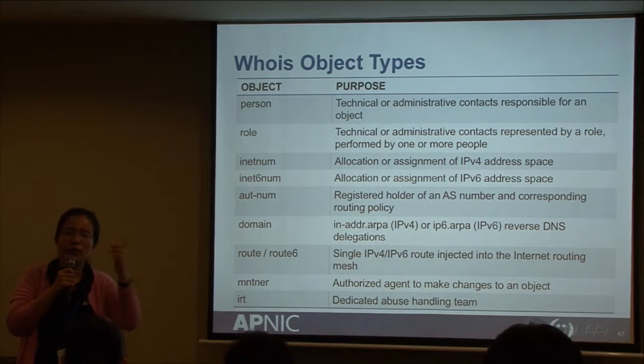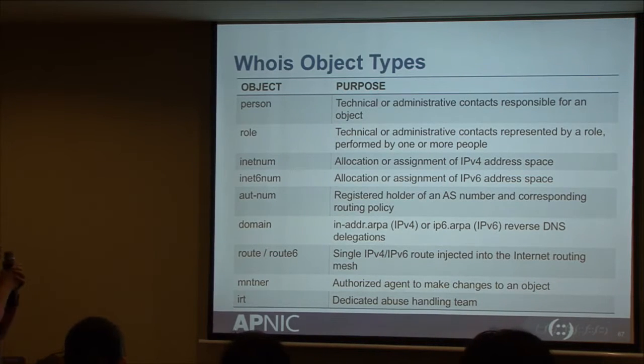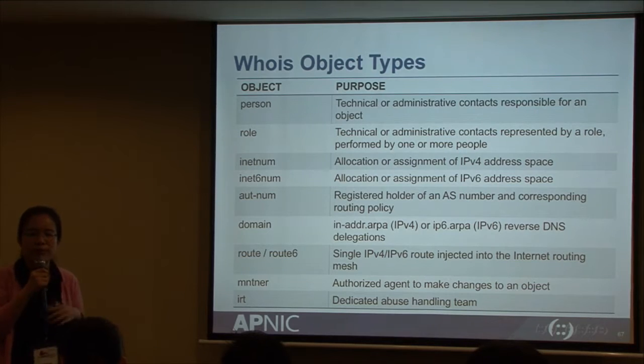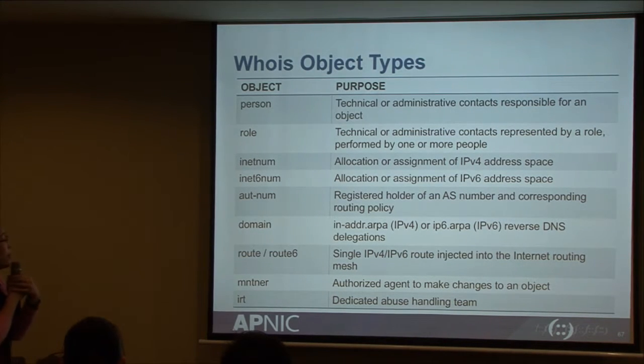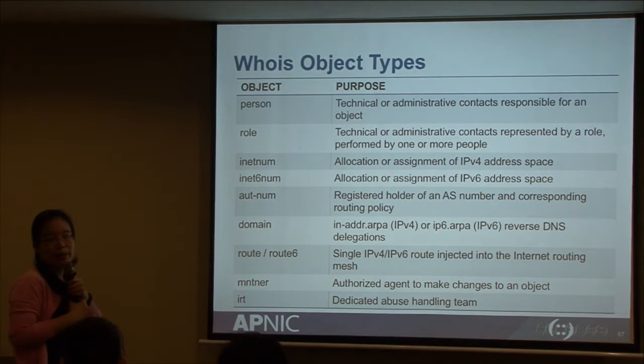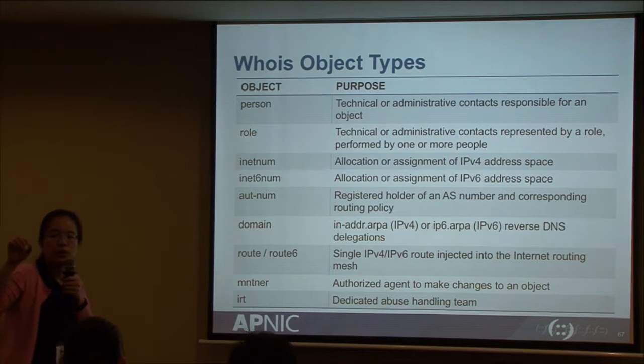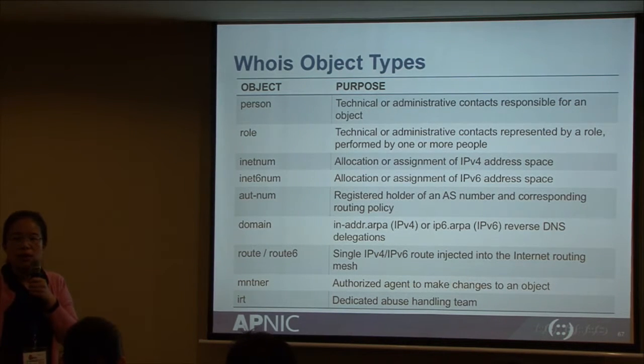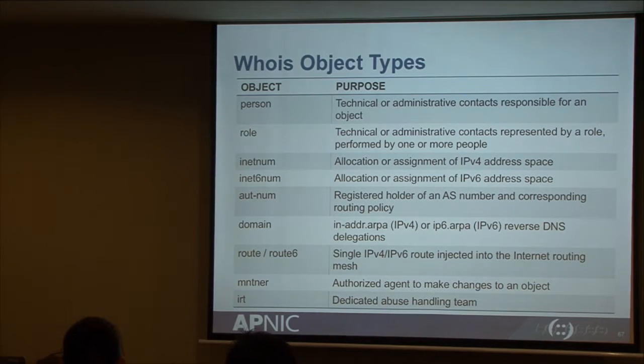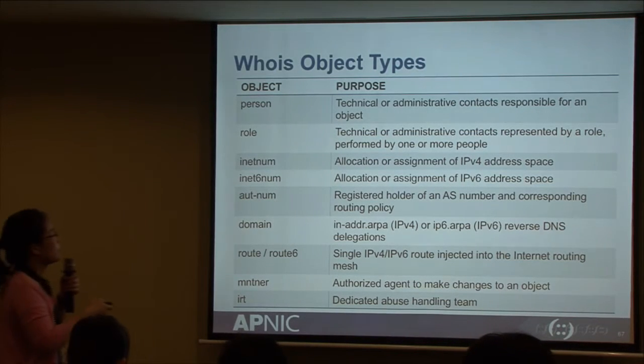Then the inetnum is the IPv4 address block, which block you have got. And inet6num is the IPv6 address block. Then aut-num is the autonomous system number. Maybe you have applied for an AS number, and then this AS number should also be registered, with its contact role, and you can find the related information. And domain is related to reverse DNS, and you can input this information first in MyAPNIC. You need to register for this address, and then put in what the domain is.